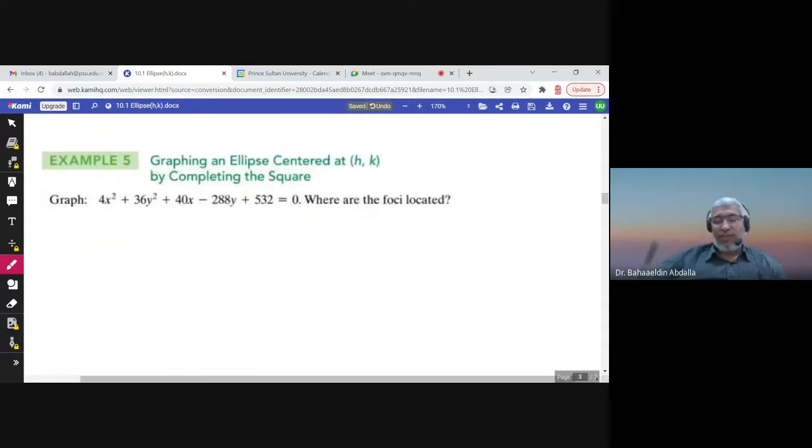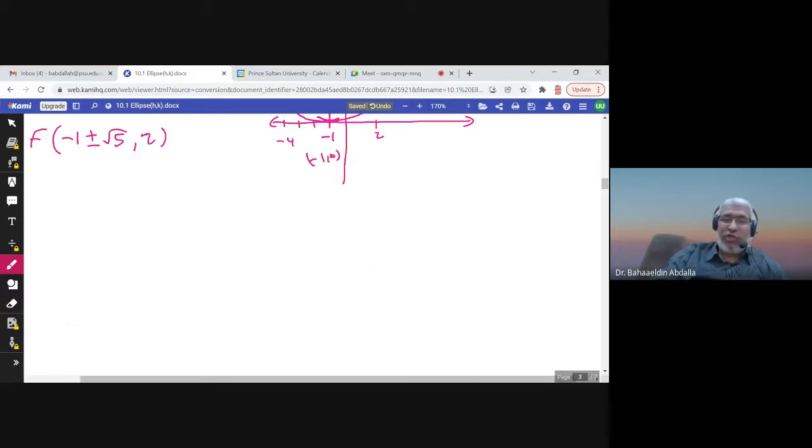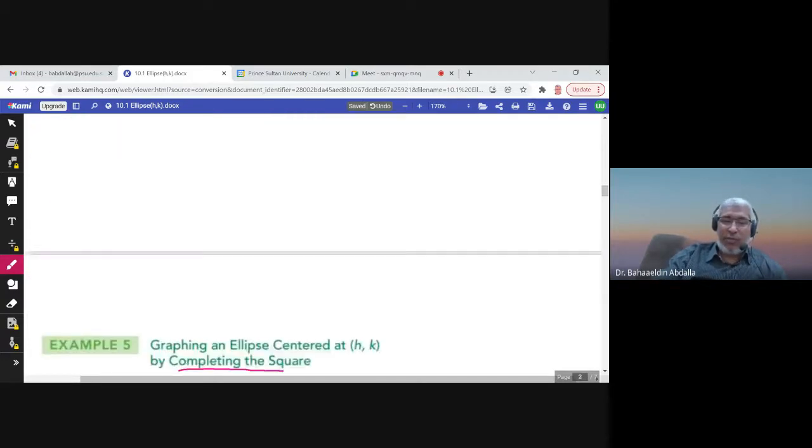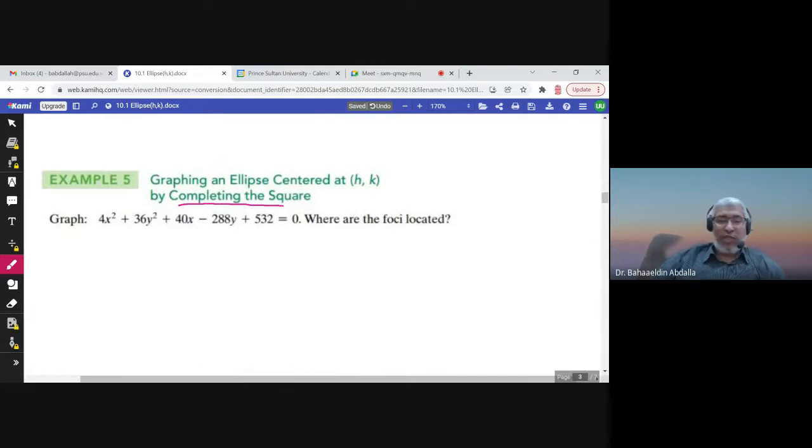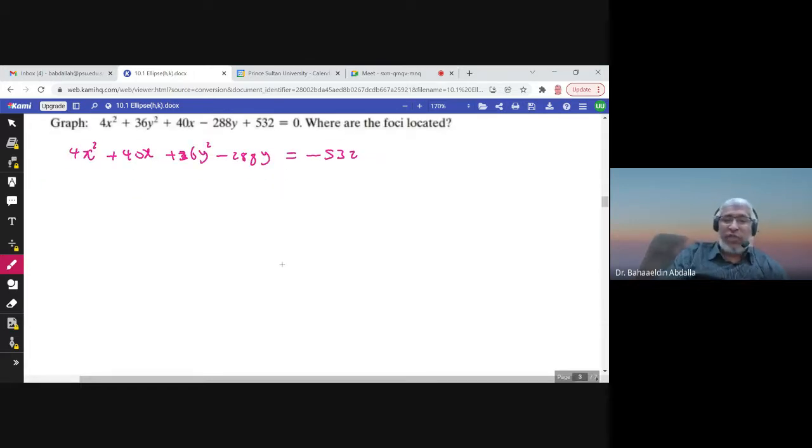Now, a new point. What if the equation is not written in the standard form? It is like this. So I need really to complete the square in x and complete the square in y before I change this equation to the standard form like this. So how to complete the square? Pay attention. I first will write x square and x together beside each other, also y square and y, and the number I will take to the other side. So this is the first step.